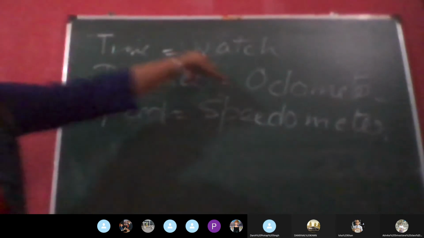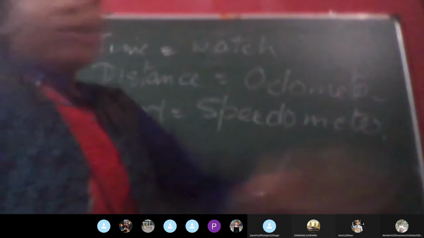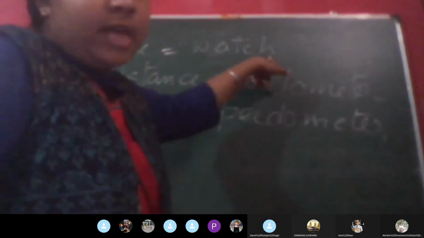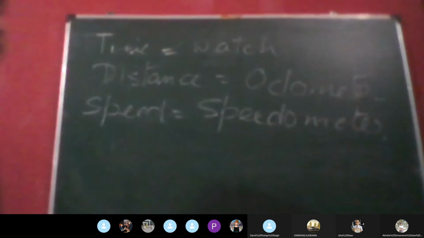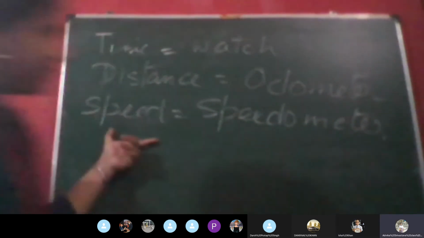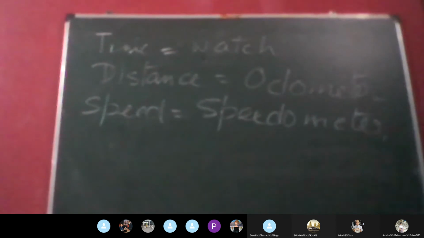Time measurement can be done with a stopwatch, a simple pendulum, a clock at your home, a mobile watch, anything, any type of watch. Right? Distance is measured by an odometer, and speed is measured by a speedometer. Is it fine? This much.